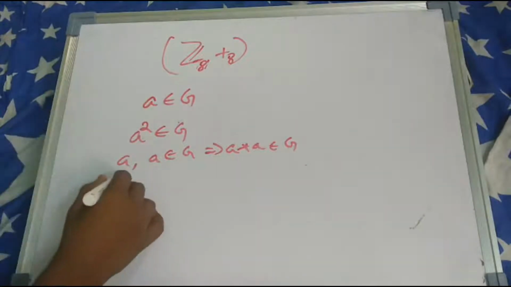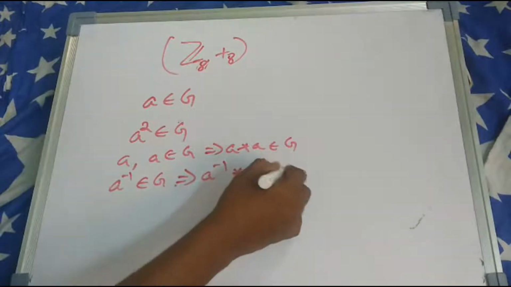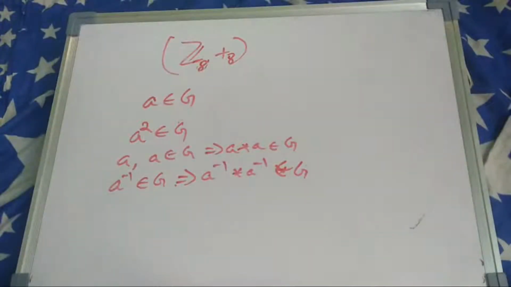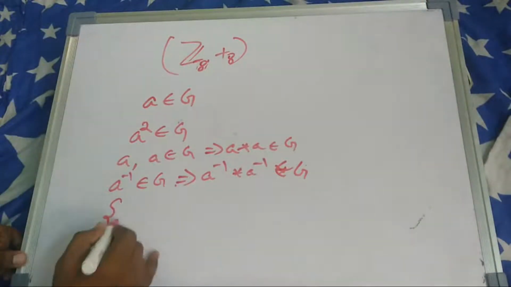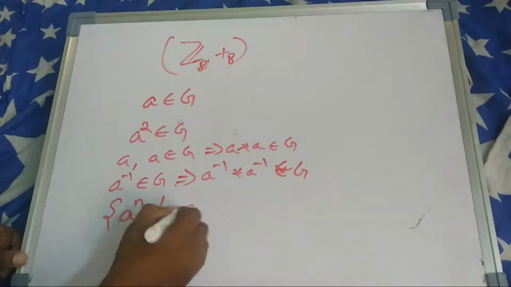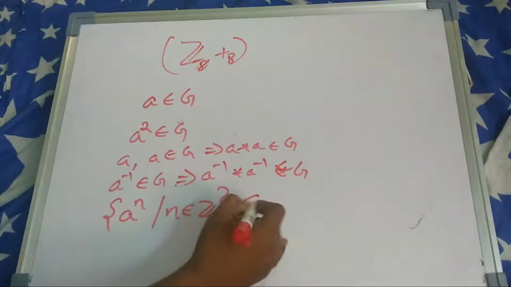Since G is a group, A inverse belongs to G. So this will imply A inverse star A inverse belongs to G. We can keep on extending this. So what we can say is the set of all A power n where n belongs to Z. That is, this n can vary over the set of all integers. That is A power 1, A power 2, etc. It goes on towards the positive side, A power 0, and then towards the negative side, it is A power minus 1, A power minus 2, A power minus 3, etc. It goes on. So consider this set. Clearly, this is going to be a subset of G.